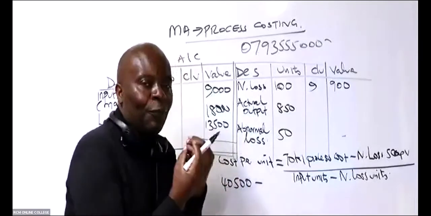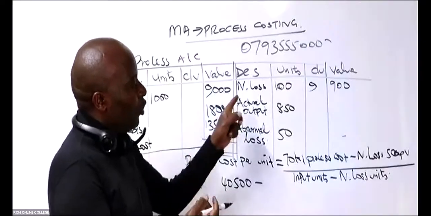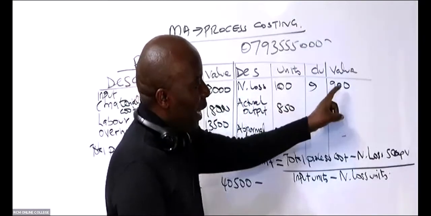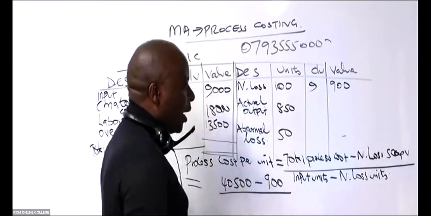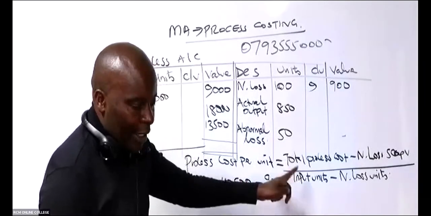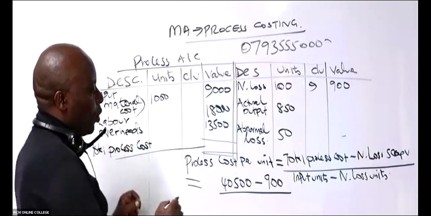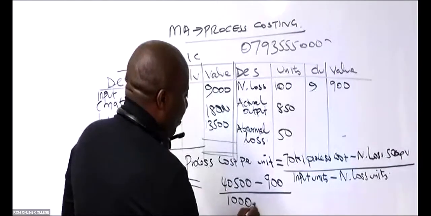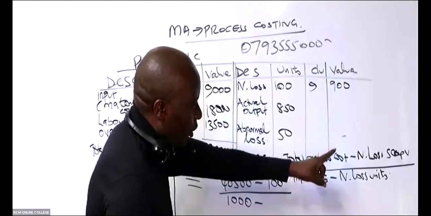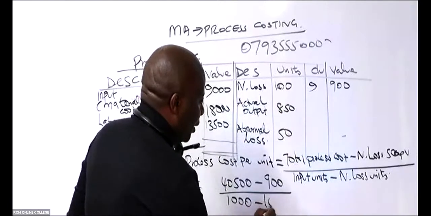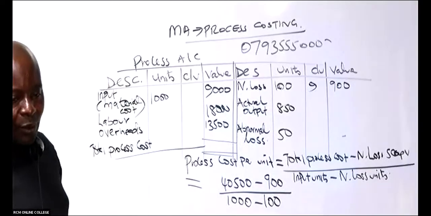Minus the scrap value of the normal loss. The scrap value of the normal loss is here, 900. So minus 900, all over the input units. Input units are these material units. The material units were 1,000 minus the normal loss units, which are 100.